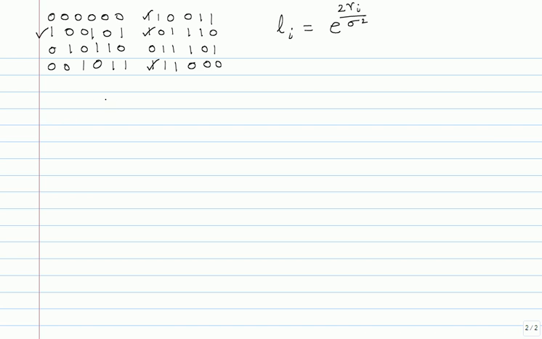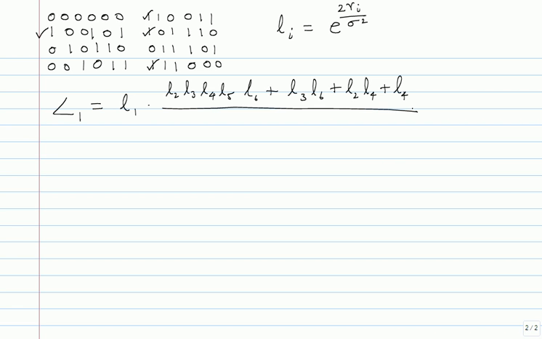Suppose I write down capital L1, which is the a posteriori likelihood ratio for the first bit. It's a product of L1 times what? What do you have in the numerator? The first term corresponds to the all zero code word, so that's L2, L3, L4, L5, L6. The second term corresponds to this one here, so that will be L3, L6. Am I right? And the third term is L2, L4. Fourth term is L4. Is that clear? And in the denominator you would have all the other ones. I'm sorry, this is L5. Yes, you're right, this is L5.